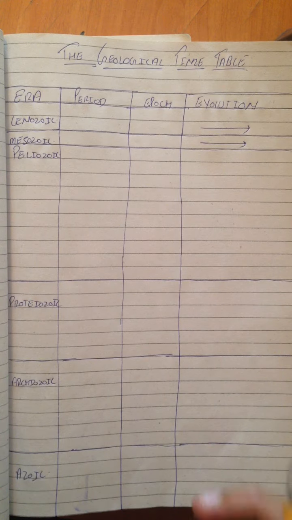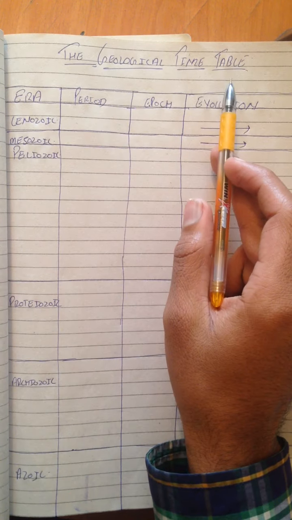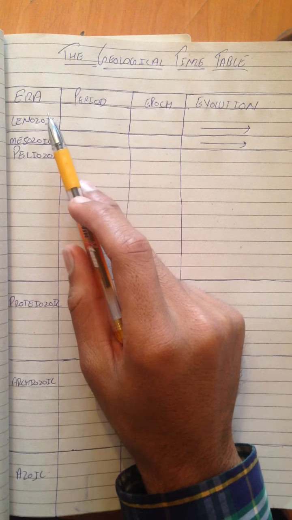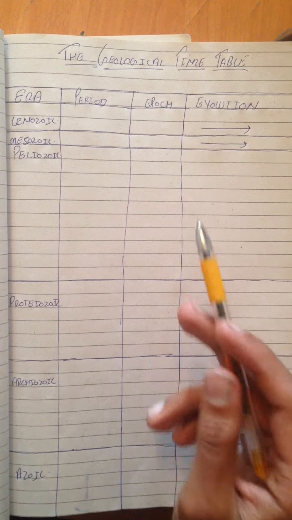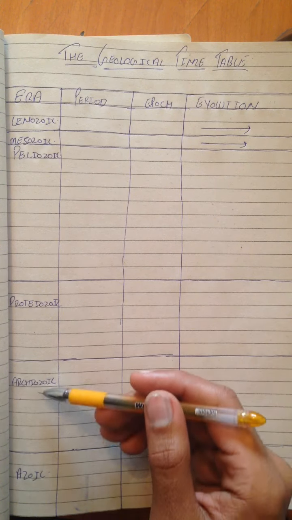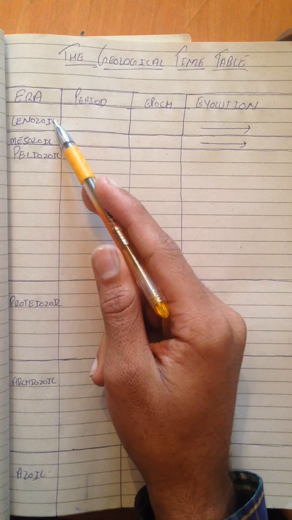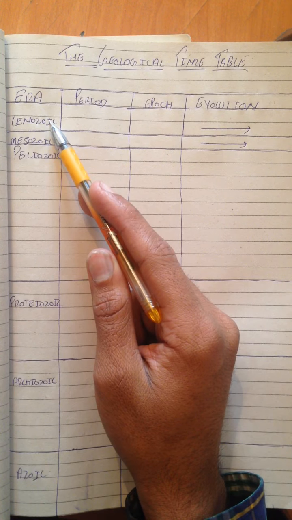Hey guys, let us study about the geological timetable. The geological timetable is divided into era, period, epoch, and we talk about the evolution. There are six eras, that is Azoic, Archaeozoic, Proterozoic, Paleozoic, Mesozoic, and Cenozoic. Cenozoic is the modern era.